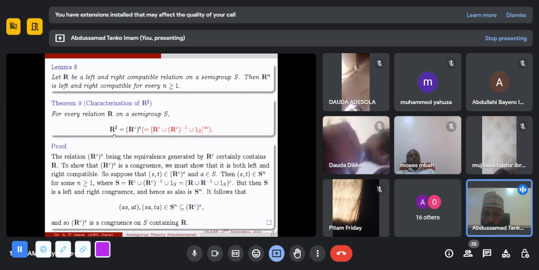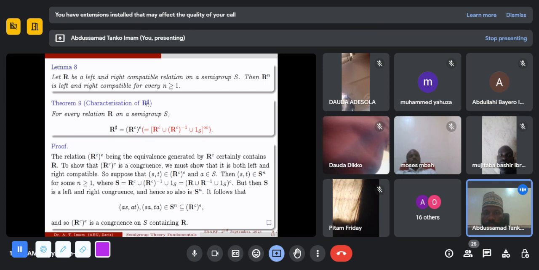So I think there is no need to go into the detail of the proof, because most of the content is self-explanatory. By revealing this, we have exposed what the proof should be. So this is the characterization now for that particular congruence. If you have any relation and you are looking for the congruence generated by that relation, this is the way to generate it. And this is the proof.